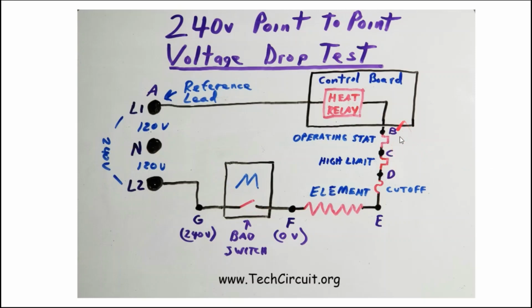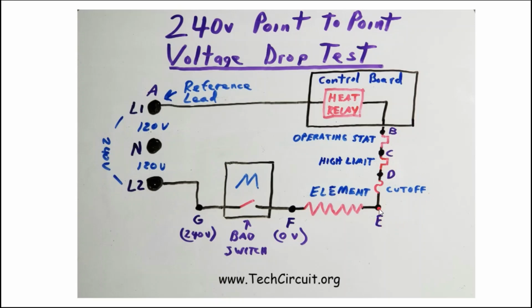Now in this scenario, you're going to measure 0 volts here because that centrifugal switch is open, which means that there's nothing to pass this 240 volts through here over to this part of the circuit. So you're going to take your lead and measure from here to here. You're going to get 0 volts. You check this, you still have 0 volts. You check this, you still have 0 volts.